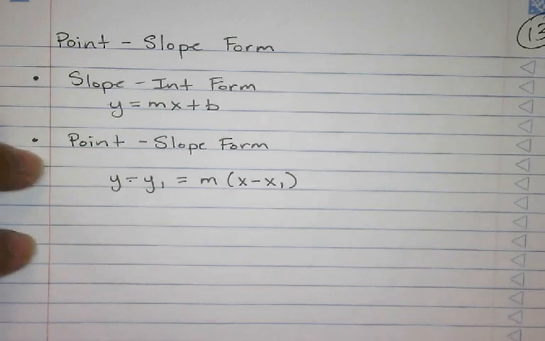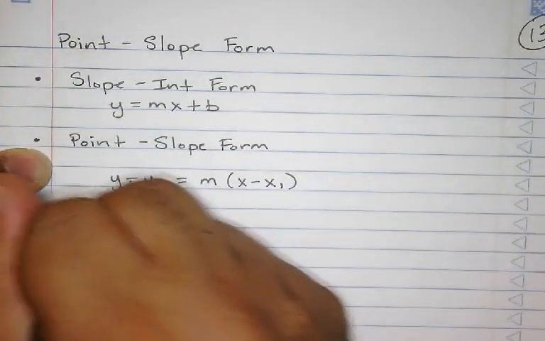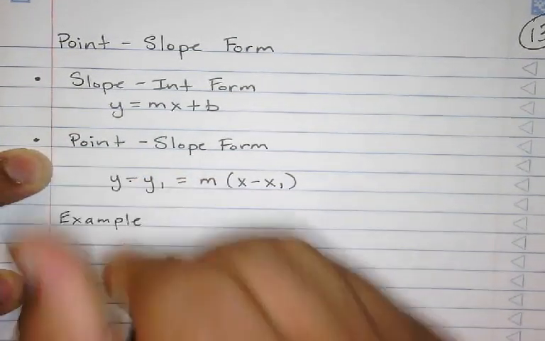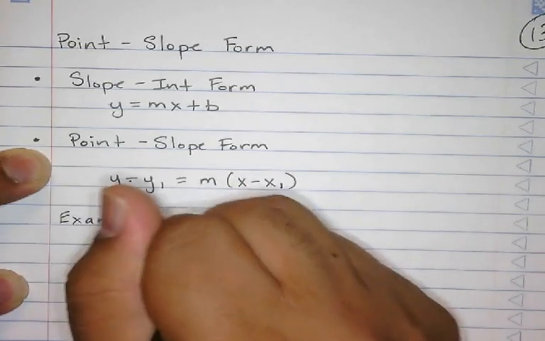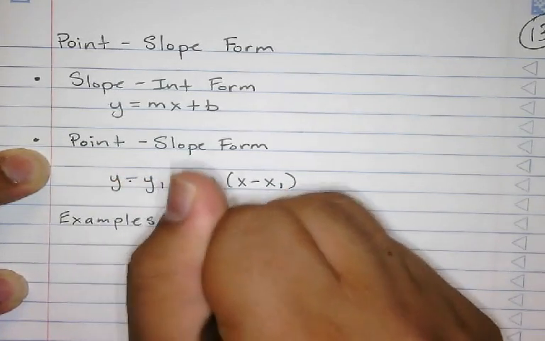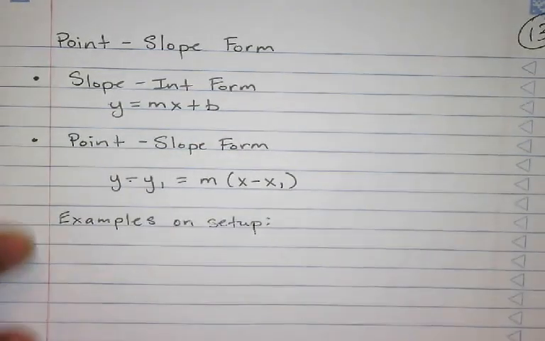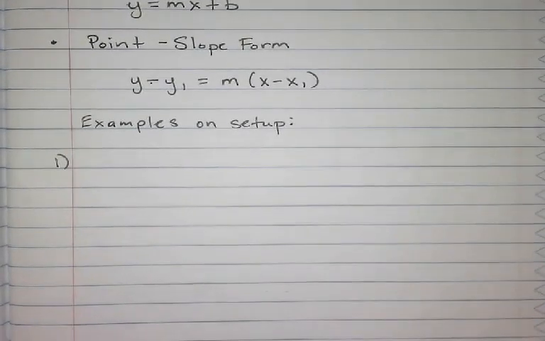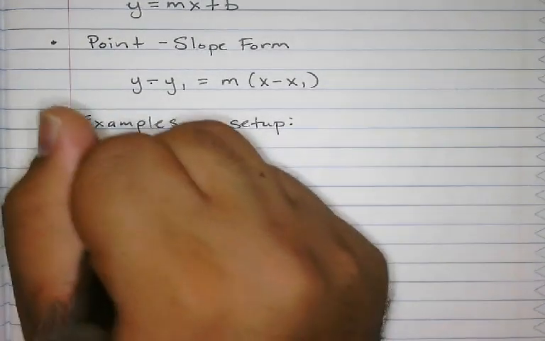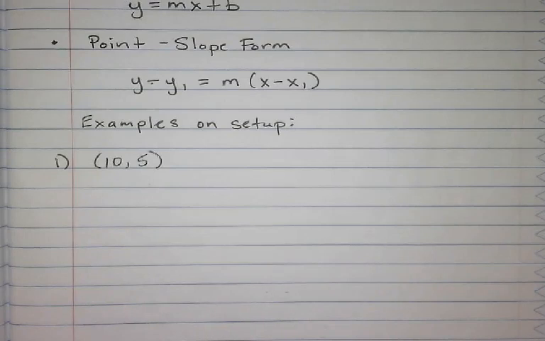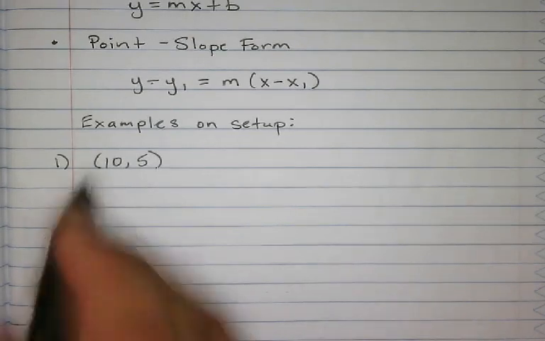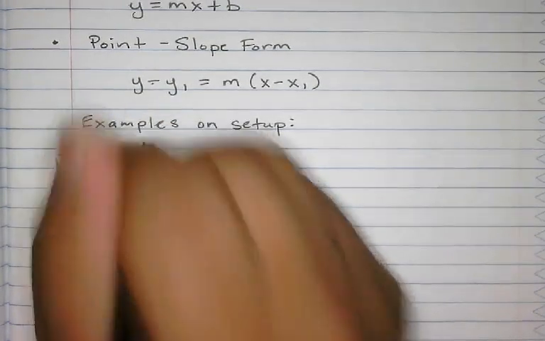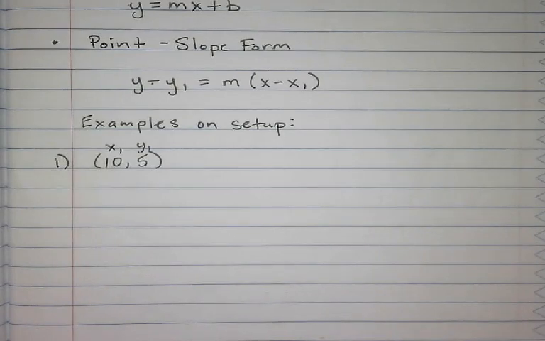For example, we're just going to talk about setting it up. So examples, the setup. Okay, let's say they say write it in point slope form given the point 10, 5, right? They give you that point. All you're doing, you label it x1, y1. And we're just filling in the numbers now.